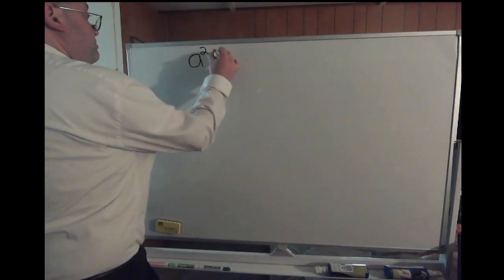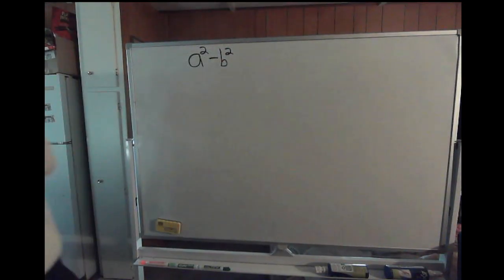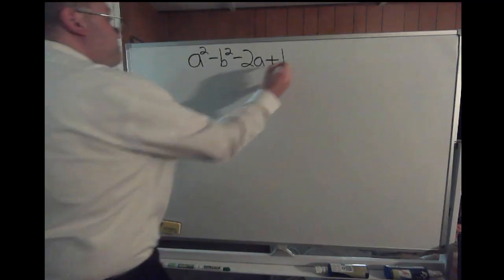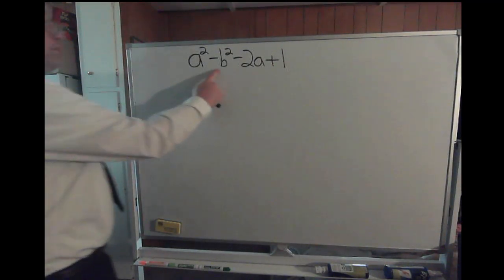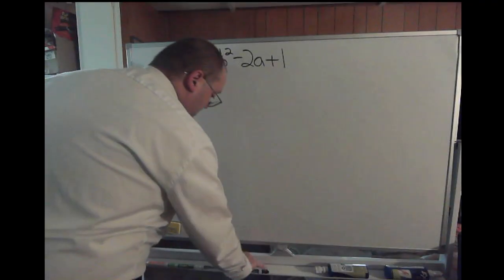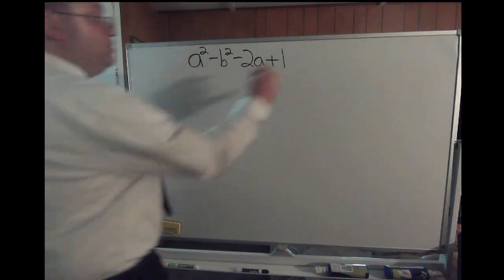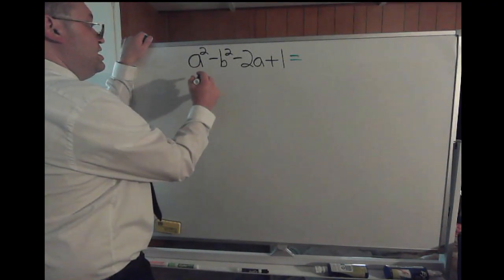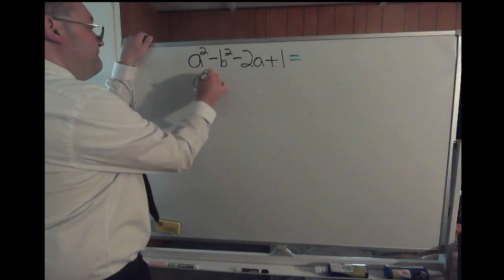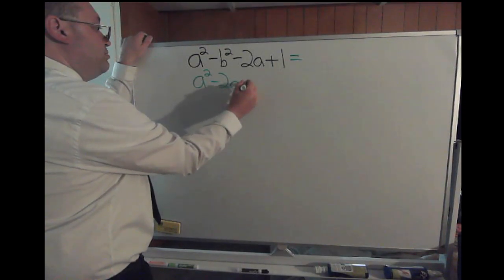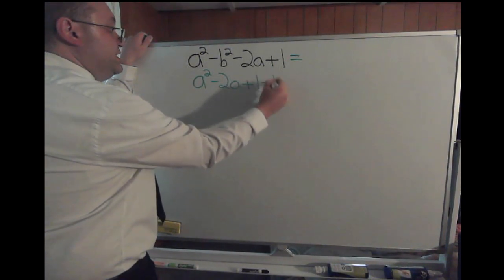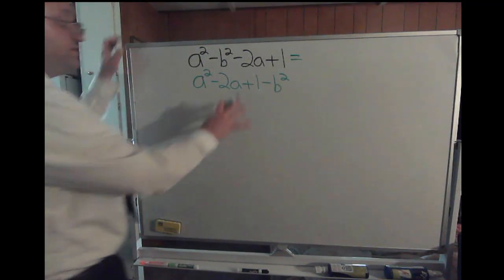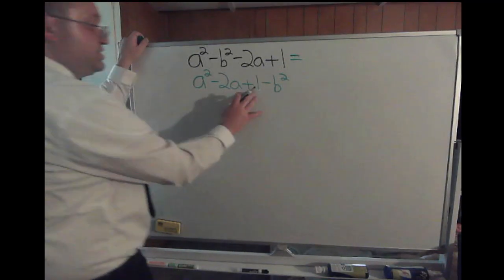A squared minus b squared minus 2a plus 1. Well, again, use your commutative property of addition to rearrange it into something that would be factorable. I would do a squared minus 2a plus 1, then minus the b squared. That's how I would do it. Now let's just focus on the first three terms: a squared minus 2a plus 1.